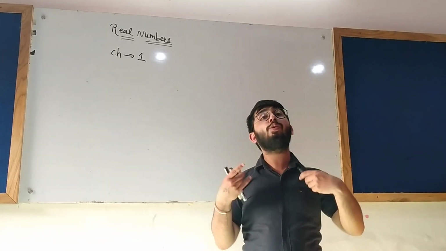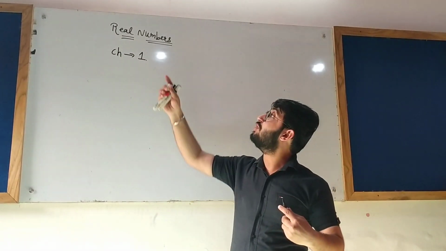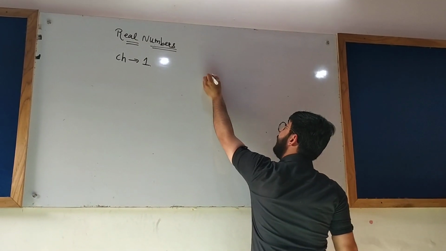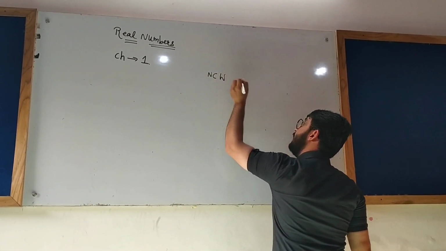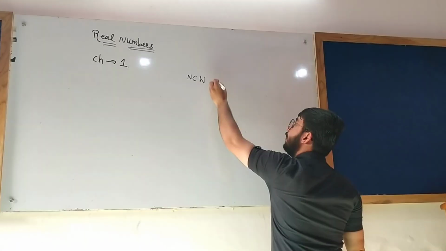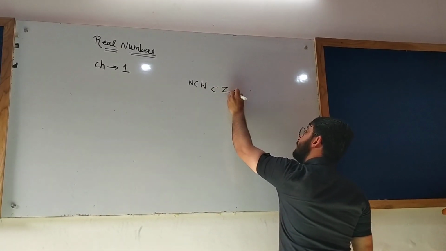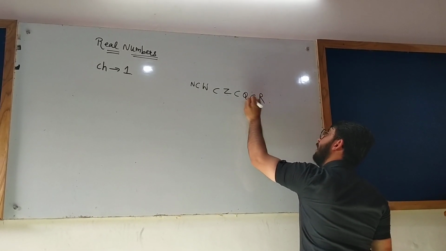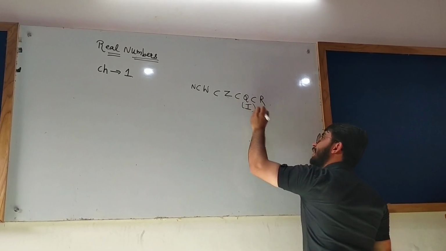Now let us recall whatever we have learned so far about the chapter real numbers. We have learned that N is a subset of W, W is a subset of Z, Z is a subset of Q, Q is a subset of R, and here we have also mentioned the set I.